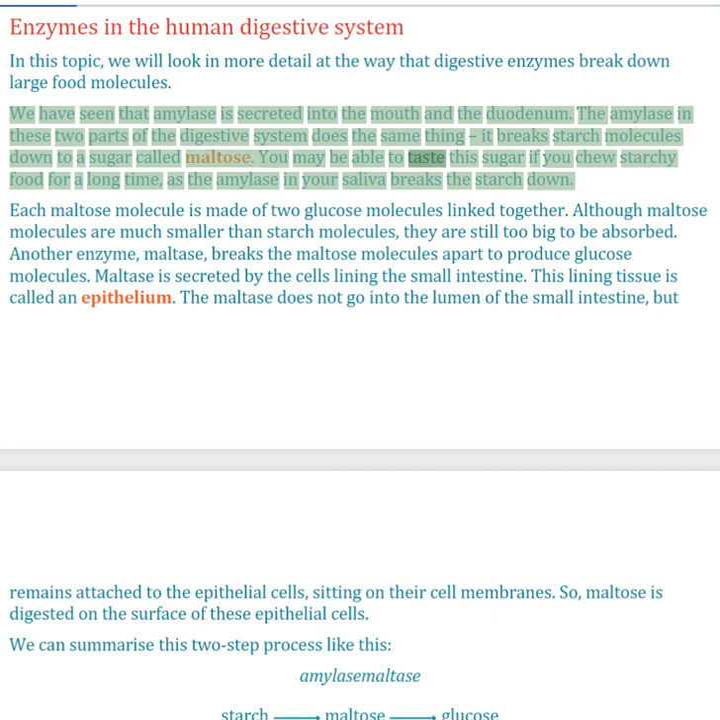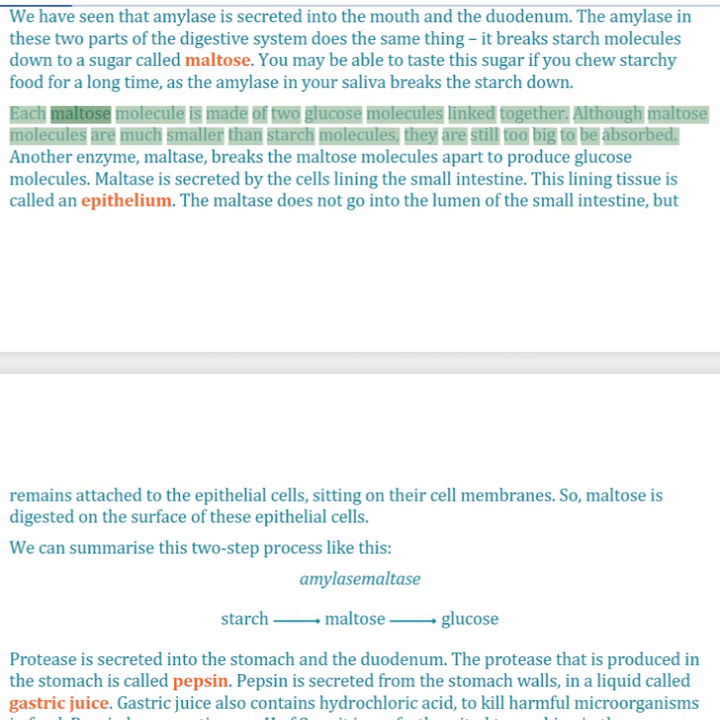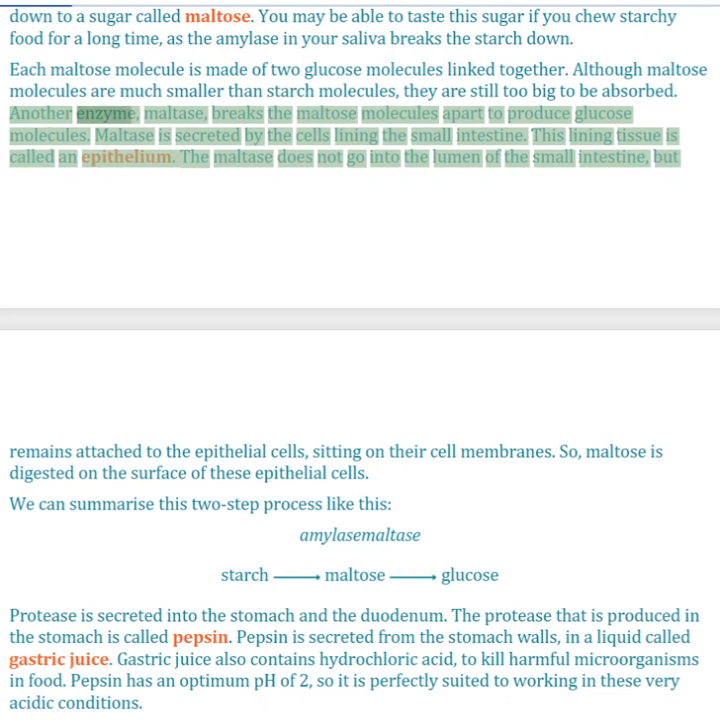You may be able to taste this sugar if you chew starchy food for a long time, as the amylase in your saliva breaks the starch down. Each maltose molecule is made of 2 glucose molecules linked together. Although maltose molecules are much smaller than starch molecules, they are still too big to be absorbed. Another enzyme, maltase, breaks the maltose molecules apart to produce glucose molecules.